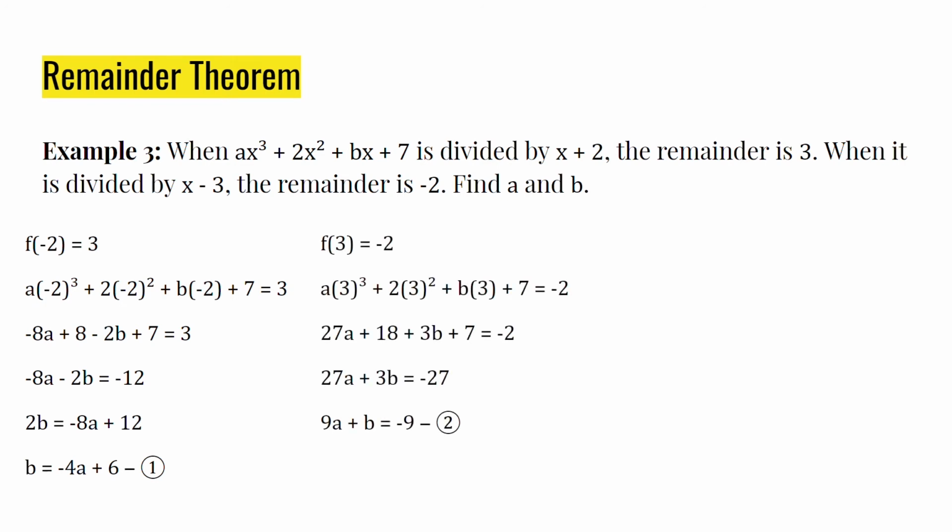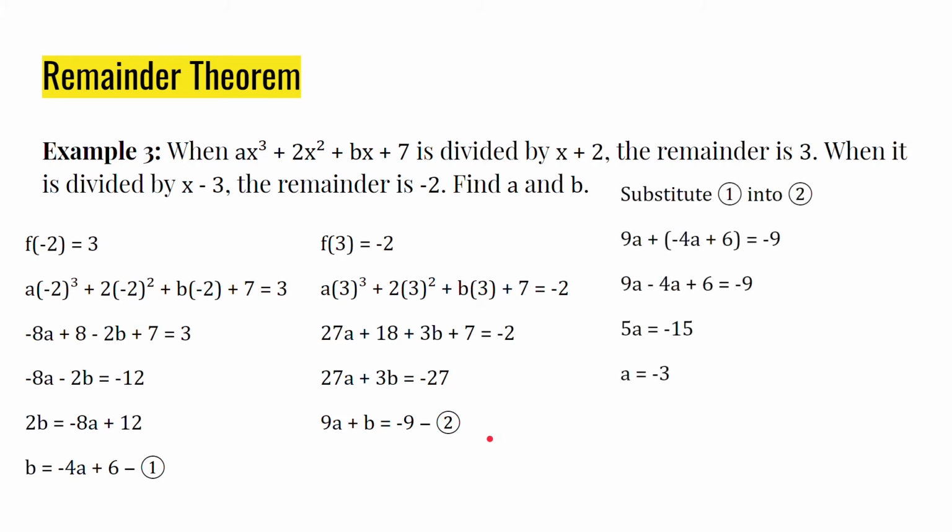Now, we have a linear system of two equations with two unknowns. And then we can solve this system of equations by substituting the first equation into the second equation to get a value of a equals negative 3. And then we can substitute a into the second equation to find the value of b of 18.